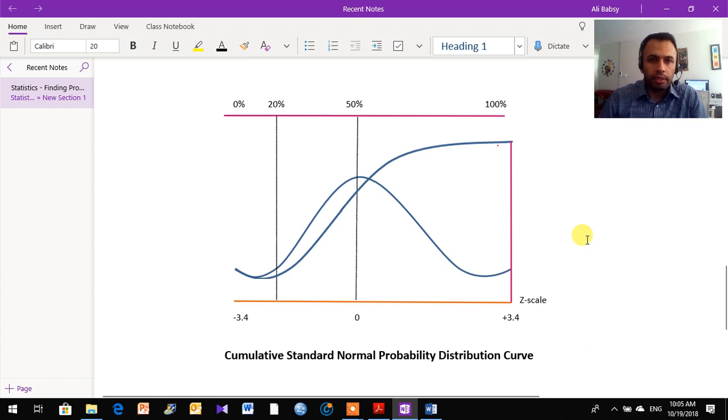Hi guys, my name is Ali and today we are going to understand the nature of the cumulative standard normal probability distribution curve. Well, let's go through each and every word one by one so we can understand what exactly that curve is. Here the word cumulative means to add up or to integrate.